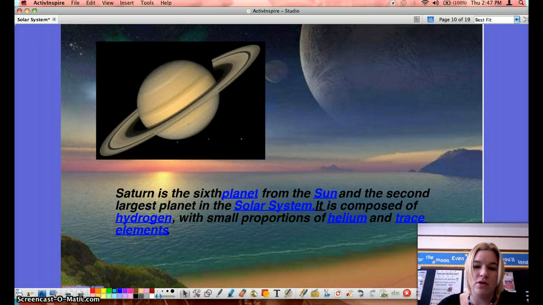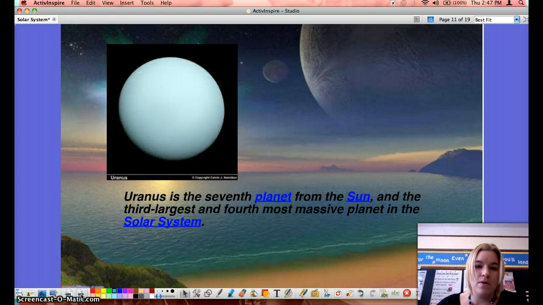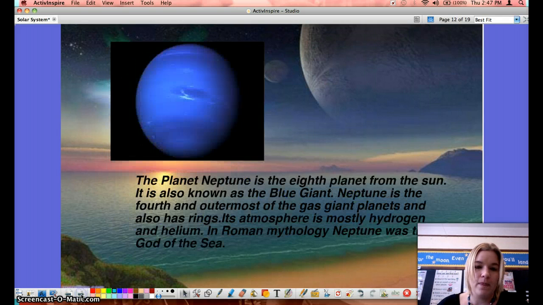It's composed of hydrogen with small proportions of helium and trace elements. Uranus is the 7th from the Sun, the 3rd largest and 4th most massive. And then Neptune is the 8th planet from the Sun.